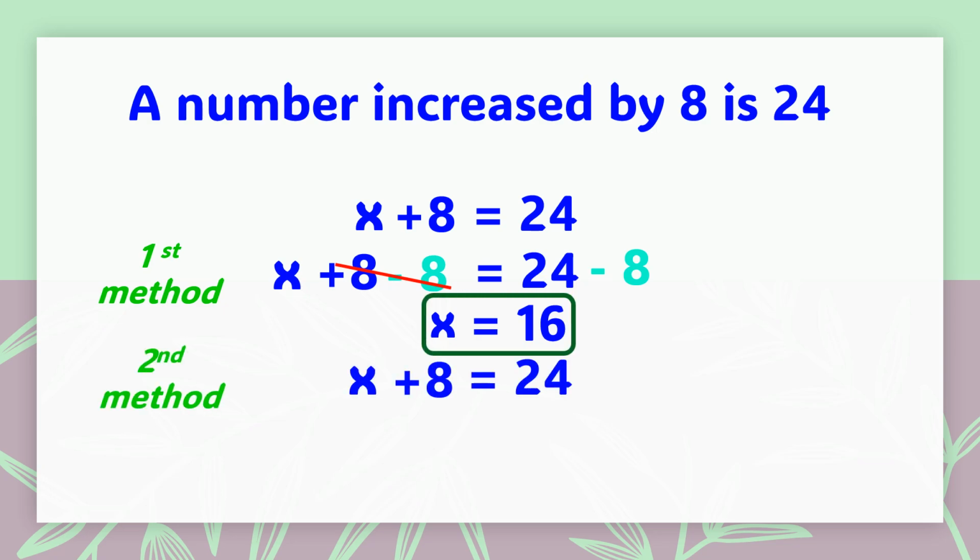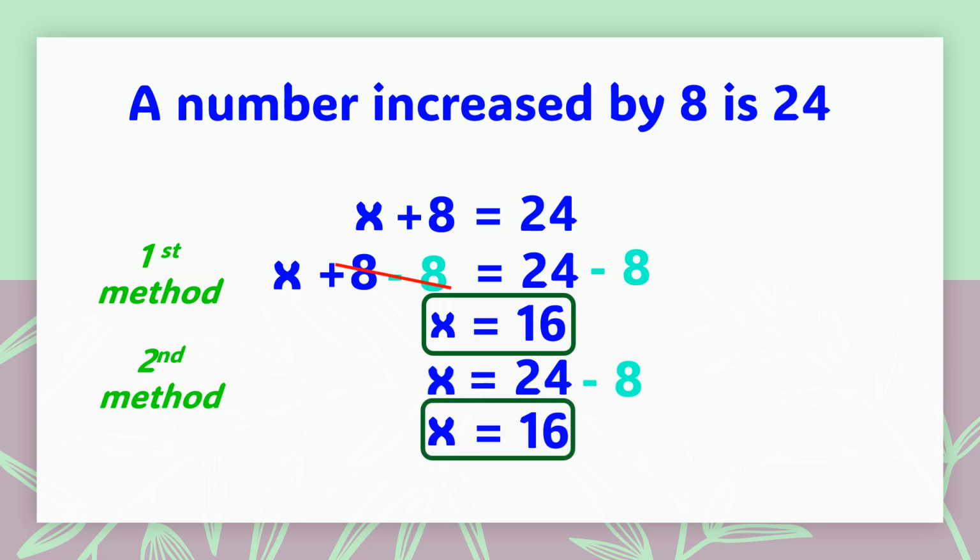Second method: x plus 8 is equal to 24. For plus 8, the opposite operation is minus 8. The constant number is plus 8 here. We have to take minus 8, and that has to be transposed to the right hand side. Minus 8, x is equal to 24 minus 8, that is x is equal to 16. It's great. We got for both methods the value of x is 16.